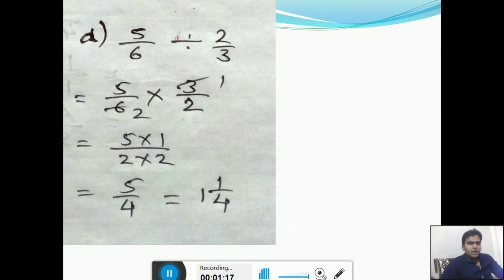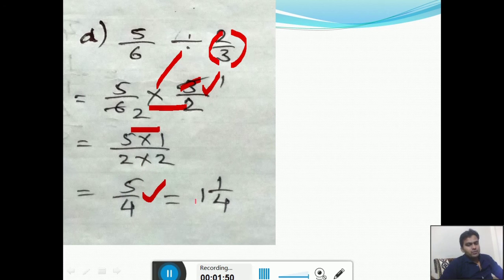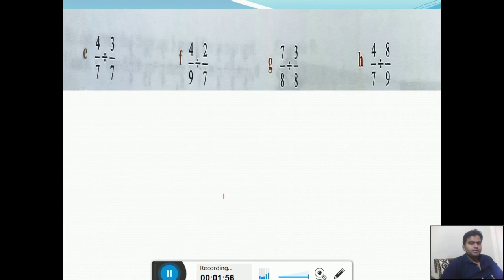Next, 5 upon 6 divided by 2 upon 3. So 5 upon 6 into what? 3 upon 2. Numerator, denominator interchange. So the divide sign will change into multiply. Now it becomes 3 upon 2. Now cut: 3 1s are 3, 3 2s are 6. Now no number to simplify, so we will multiply the numerator with the numerator and denominator with the denominator. So 5 into 1 is 5 and 2 into 2 is 4. So you will get 5 upon 4, and you can change this 5 upon 4 as 1 complete 1 upon 4. Move on to the next question.